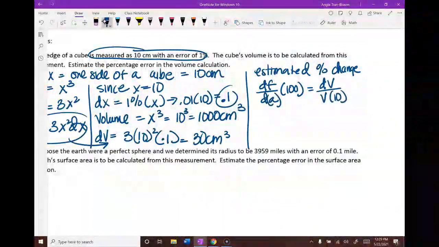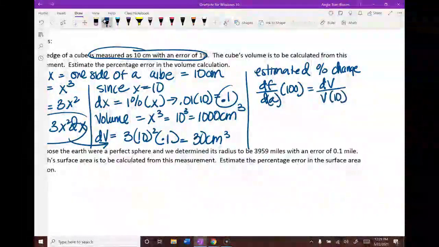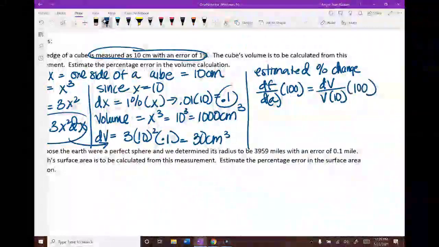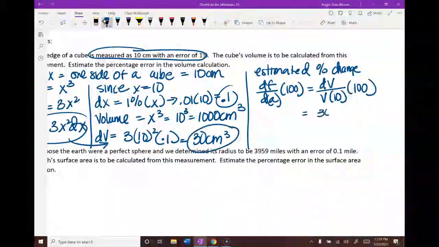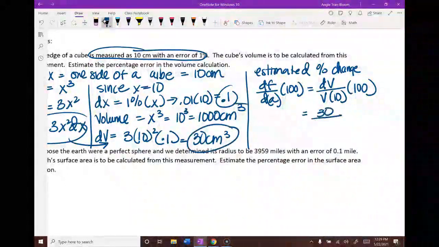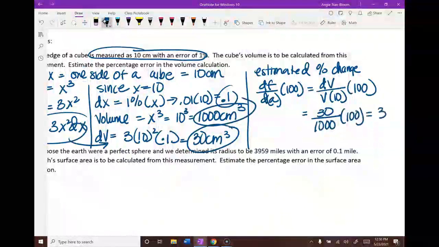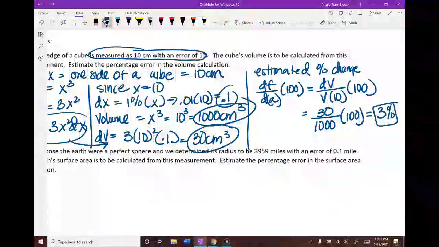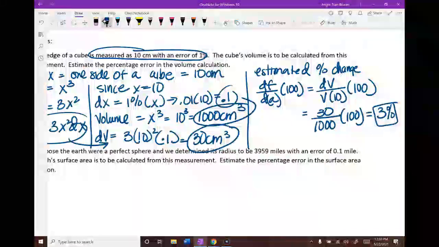So the change in volume divided by the volume when the side is 10, and then times 100 because it's going to be percentage. Well, we have dv, which we calculated as this. So dv is 30, volume is 1,000, and we have to multiply by 100 because we want percentage. So students, this comes out to be 3%. Okay, so the estimated percentage of error for the volume is 3%.